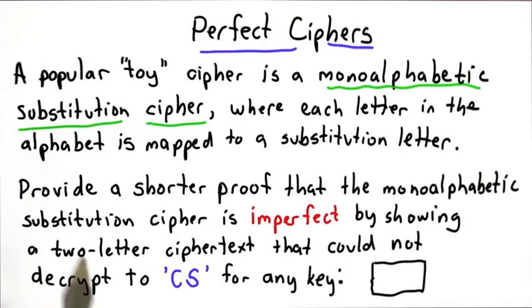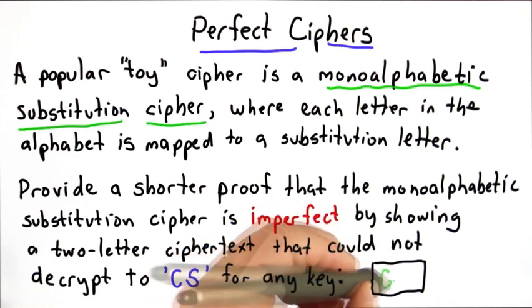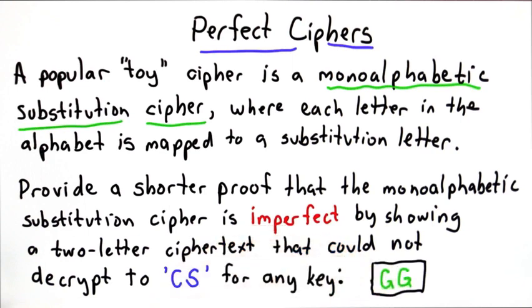For this question, your goal is to provide a shorter proof that the monoalphabetic substitution cipher is imperfect by showing some 2-letter ciphertext that could not possibly decrypt to the string CS for any key. There are many answers to this. Any 2 letters that are the same cannot decrypt to CS because the way the monoalphabetic cipher works, every time we see a G, it maps to the same letter. So G could decrypt to C, but that would mean the other G also decrypts to C, and we can't get CS out.